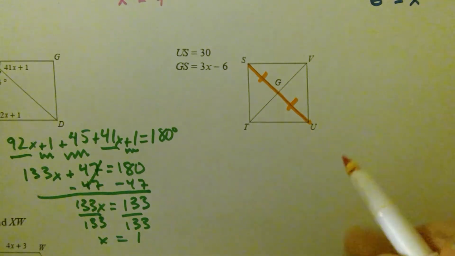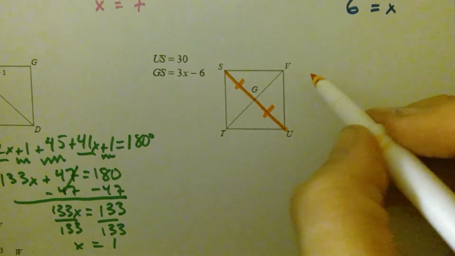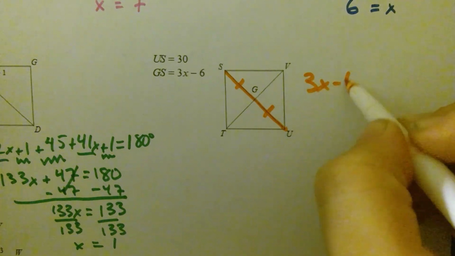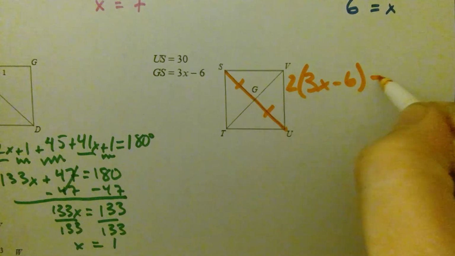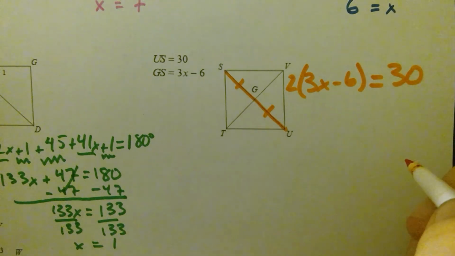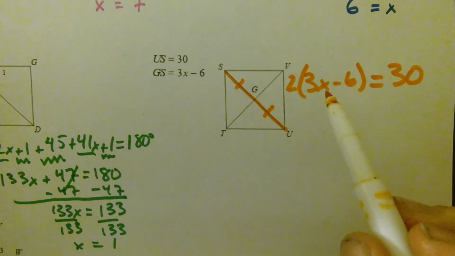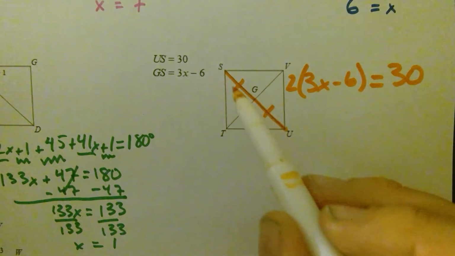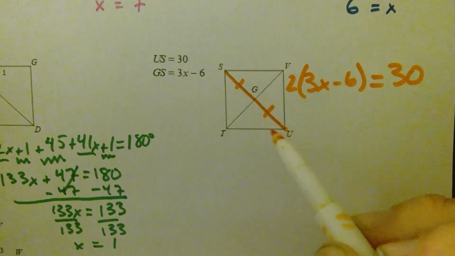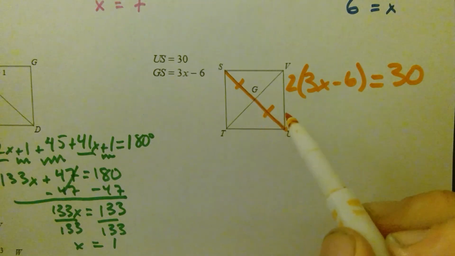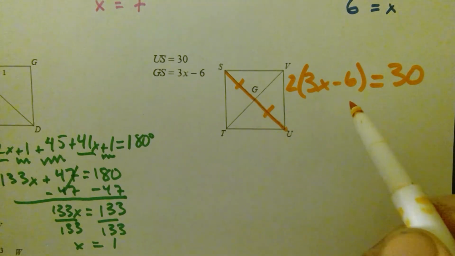So we know then that 3x minus 6, I can times that by 2, and that should equal 30. Because this 3x minus 6 is GS up here, but since this is congruent to it, it's also 3x minus 6. So I have 2 of those lengths. So 2 times 3x minus 6.